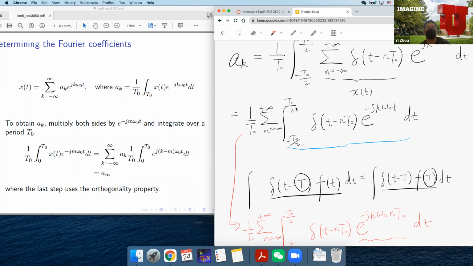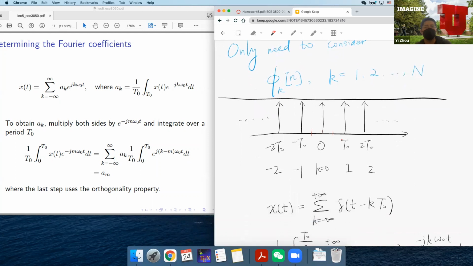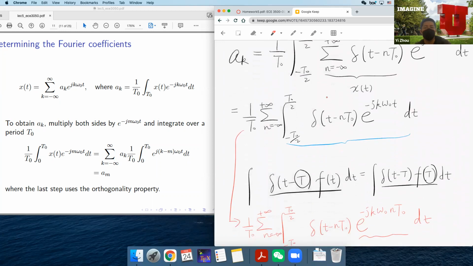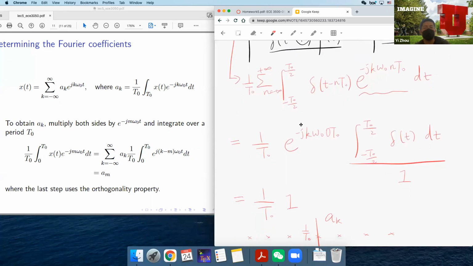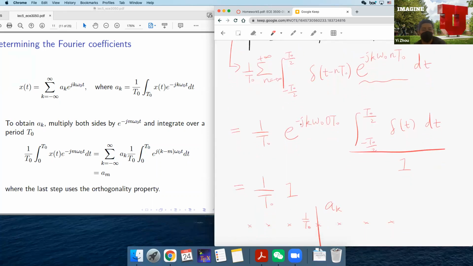we can see that this integration of the impulse only takes non-zero values for certain impulses, because the integration is only over one specific period. However, we are looking at infinitely many impulses, so only one impulse will be located in that period. So we only consider that one, and we can get the final result, which turns out to be a very simple real value constant.